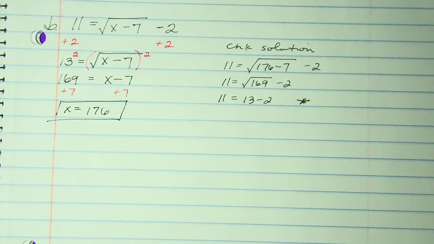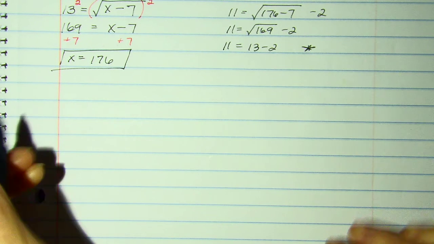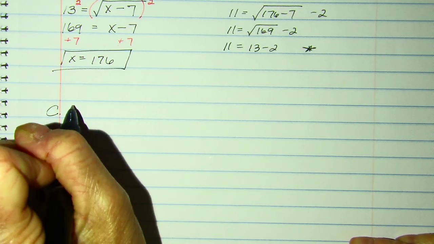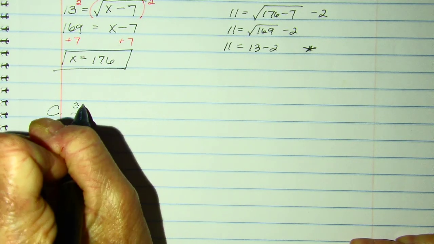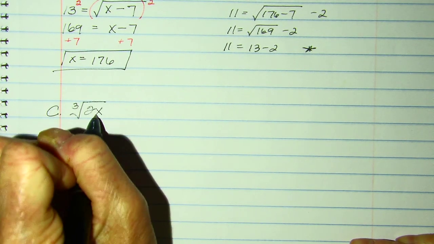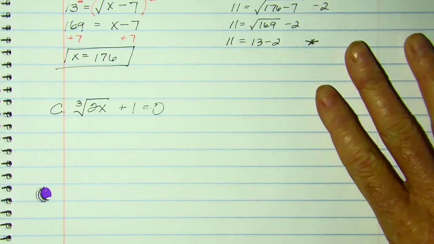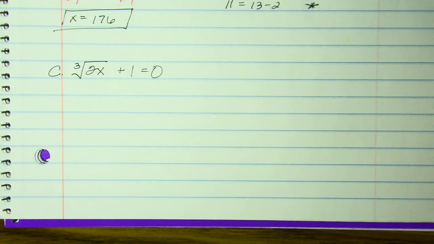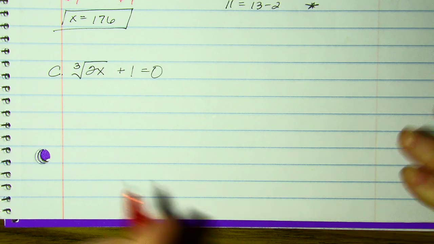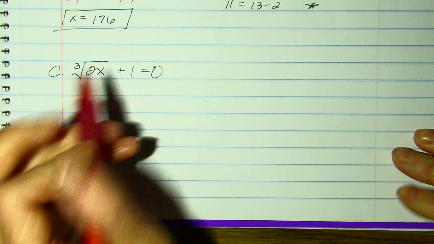Let's move on to part C. They want us to solve the cube root of 2x plus 1 equals 0. The difference here is I have a cube root, not a square root, but I am still going to solve it using the same methods. I need to isolate my radical, so I'm going to subtract 1.